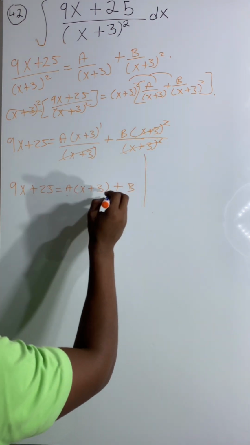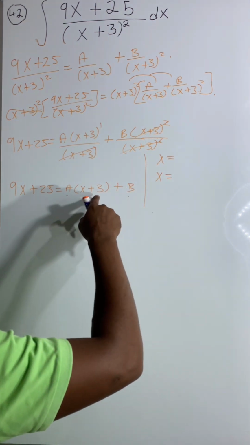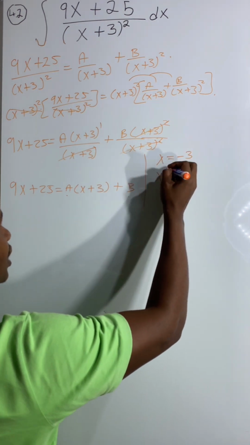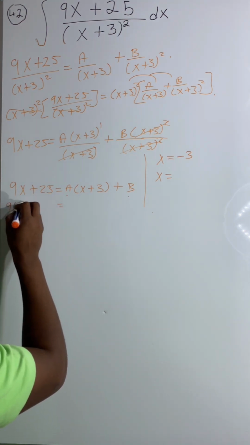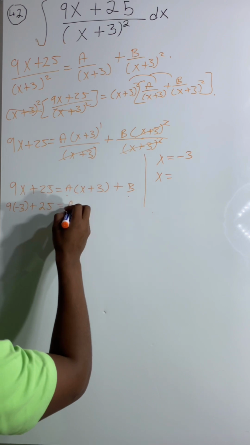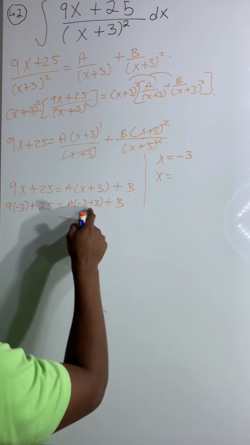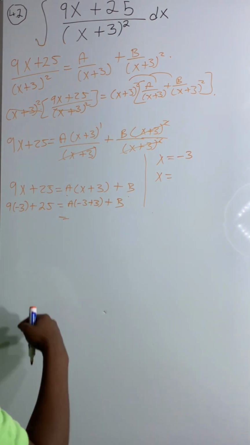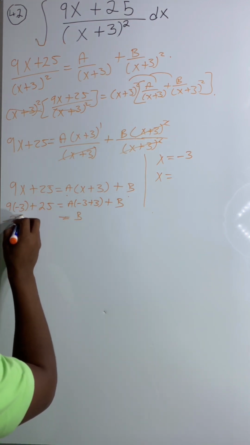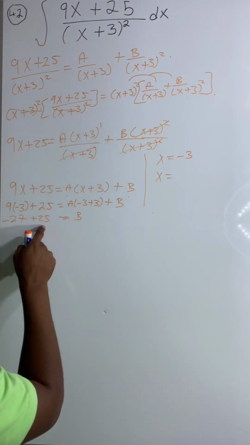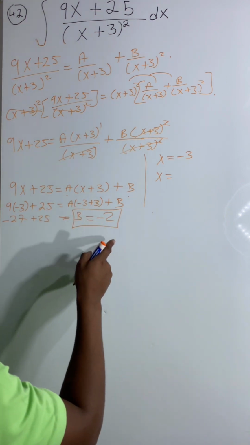We have two unknowns, a and b, so we let x equal any two numbers. But if we are strategic, we will choose x to be equal to -3, because if we were to substitute the -3, -3 plus 3 is equal to 0, and 0 multiplied by that a is 0. So our b will be equal to -27 plus 25, and -27 plus 25 is equal to -2. So our b is equal to -2.